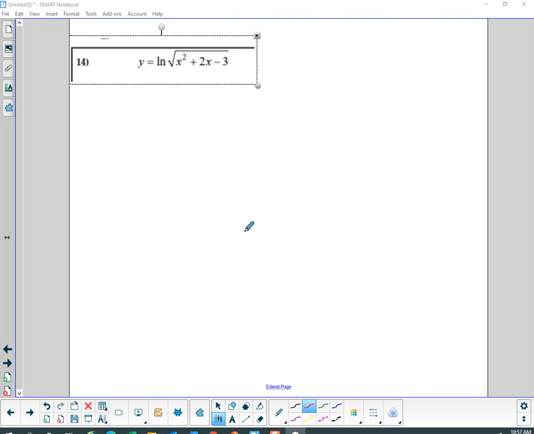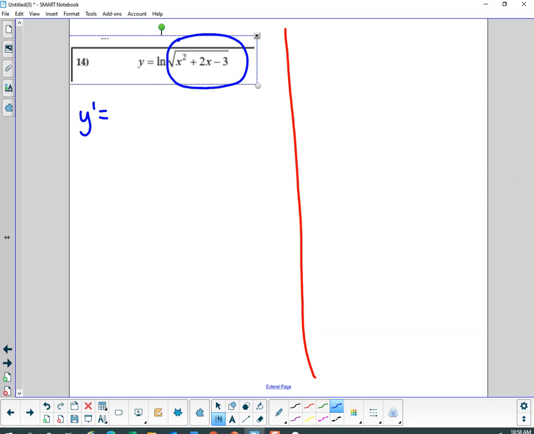So one way to take this derivative would be just to look at it and go, okay, I've got the natural log of the root of this expression. So my derivative for a natural log, if I have the natural log of something, or u, the derivative is 1 over that u times the derivative of that u.